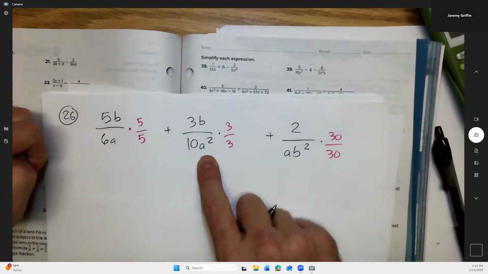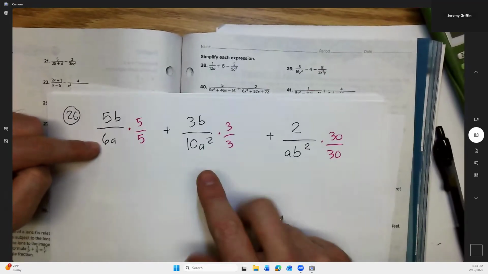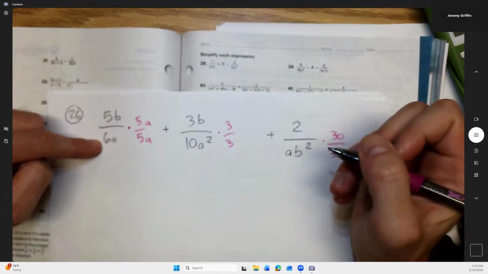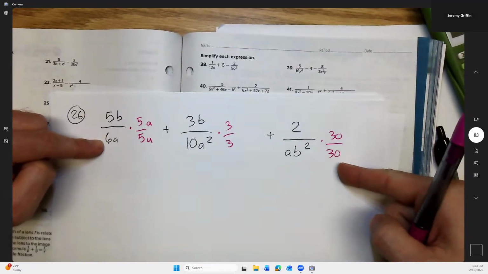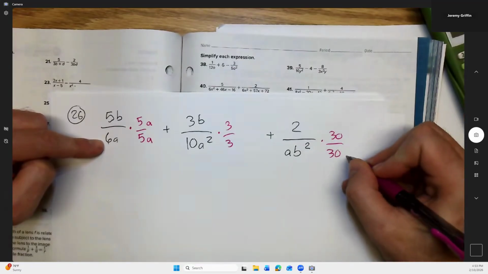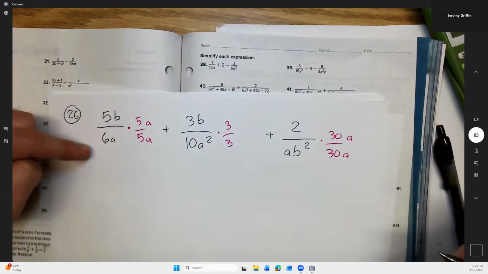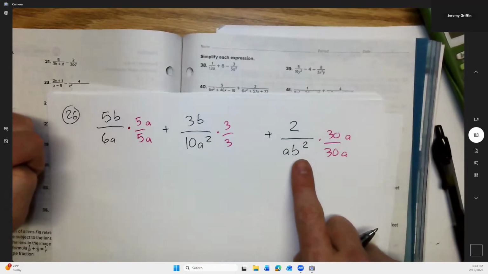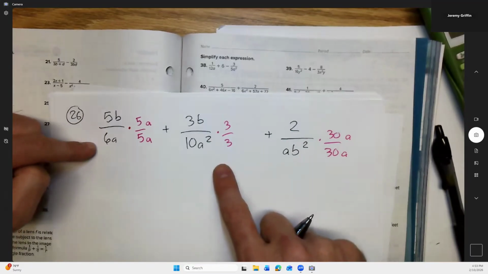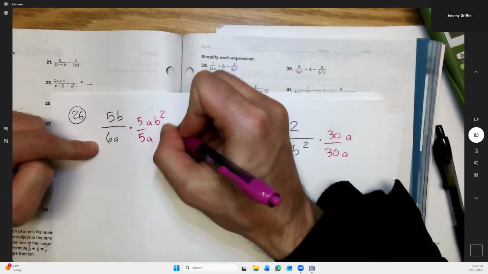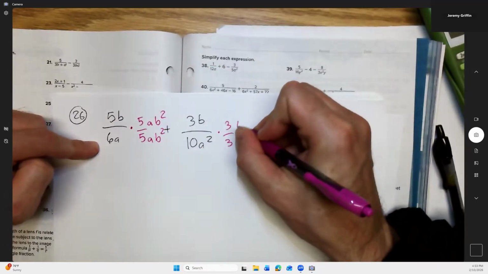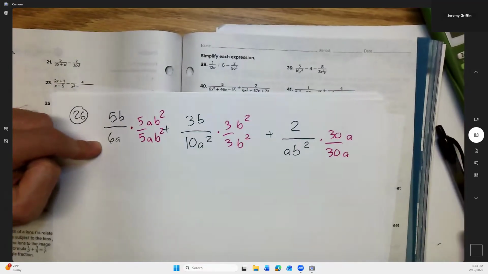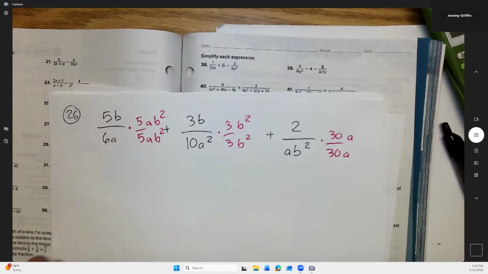This middle term has an a squared. Well, this first term only has a single a, so it needs another a. So multiply by a over a. And this one over here on the far right side also needs an additional a, so multiply by a over a. But then what about this b squared? Only the last term has a b squared, and these first two terms need that. So I'll do b squared, b squared, b squared. Yeah, I think that should do it.